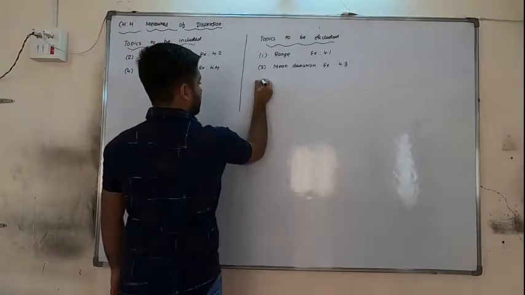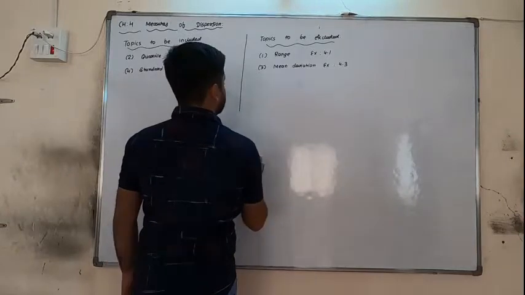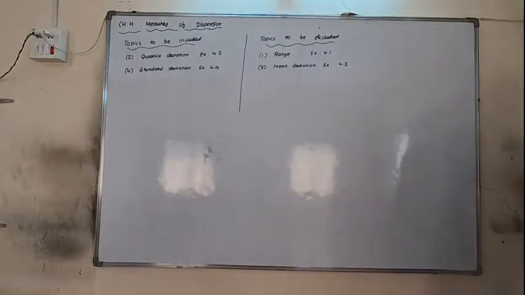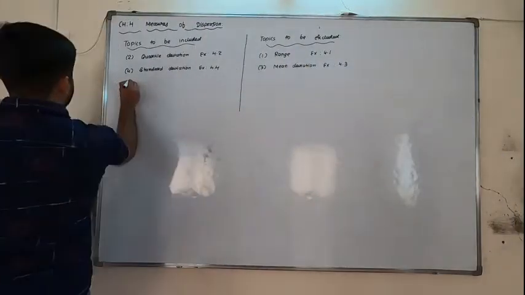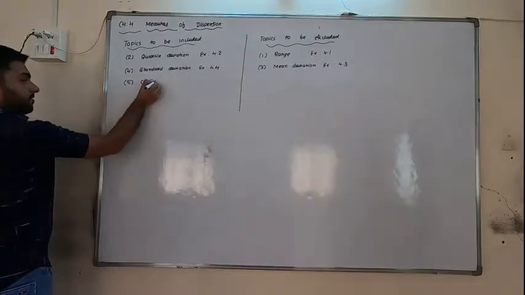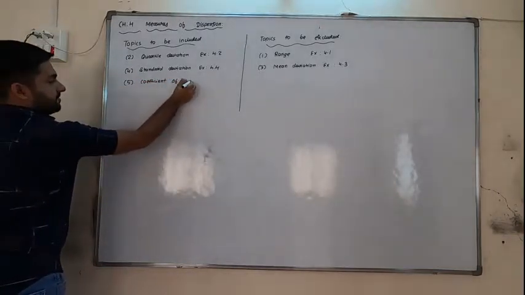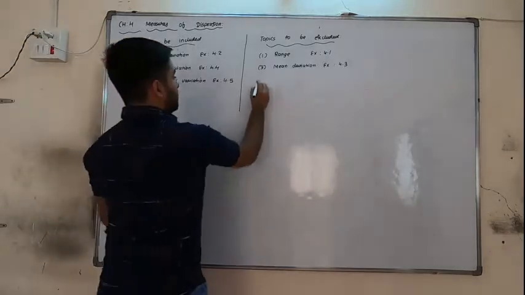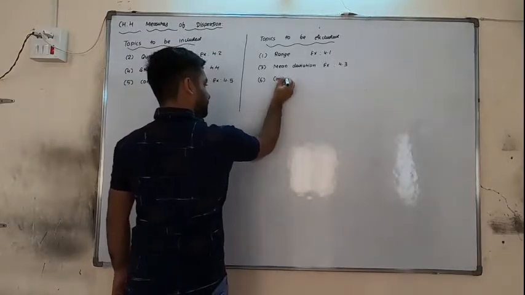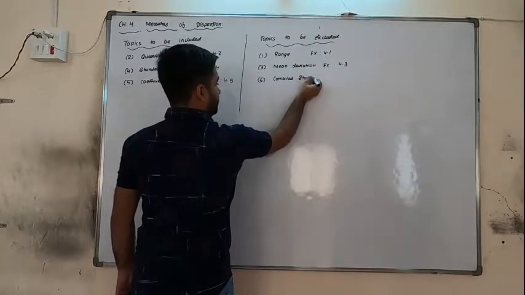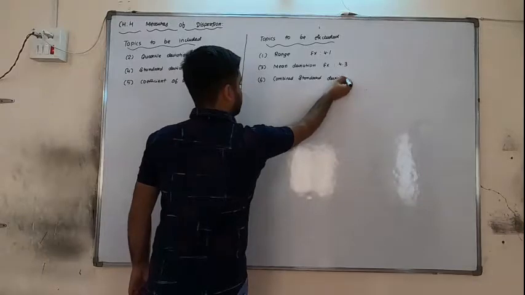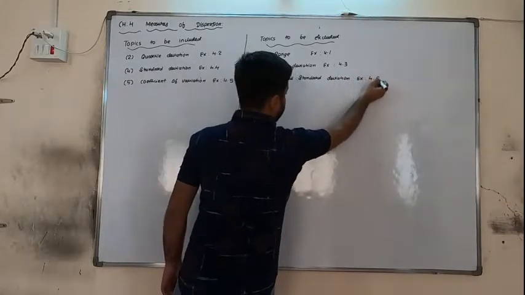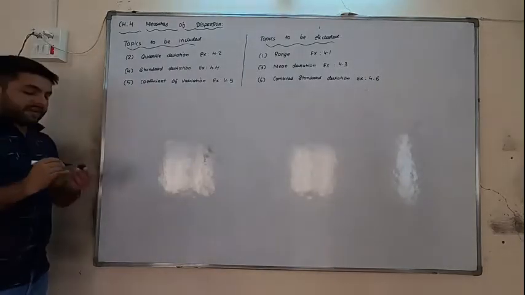Then next, coefficient of variation, that is exercise 4.5, that is there in the course, but again combined standard deviation, that is exercise 4.6, is excluded from the syllabus. So you have to write this thing, my friends.